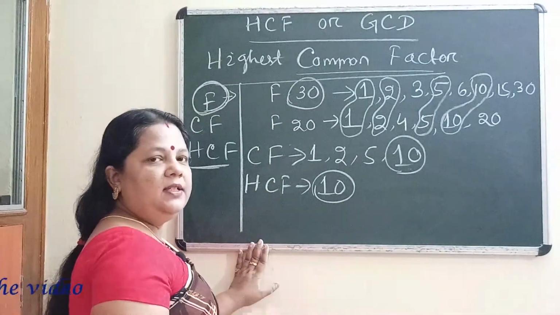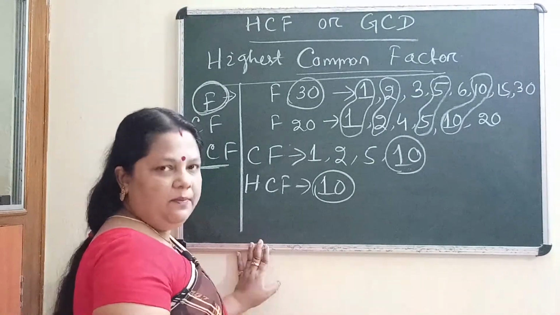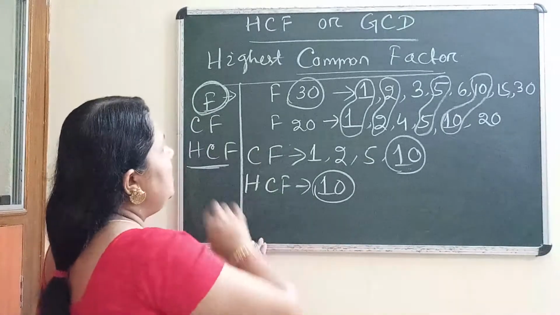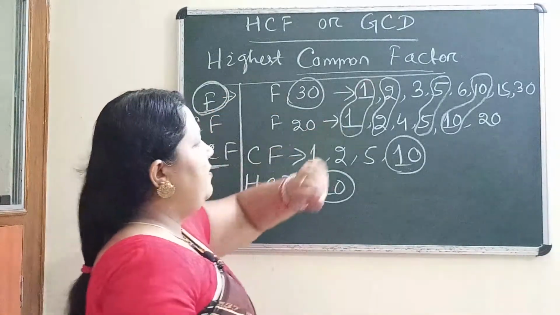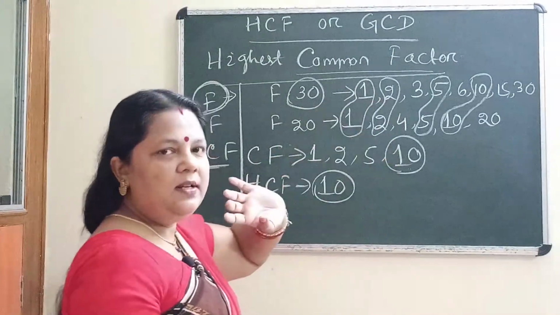Last class we discussed how to factorize. Factorize means what? We are breaking down into simpler numbers. Yes. So here we are finding the highest common factor with the factorization method. This is called the factorization method.